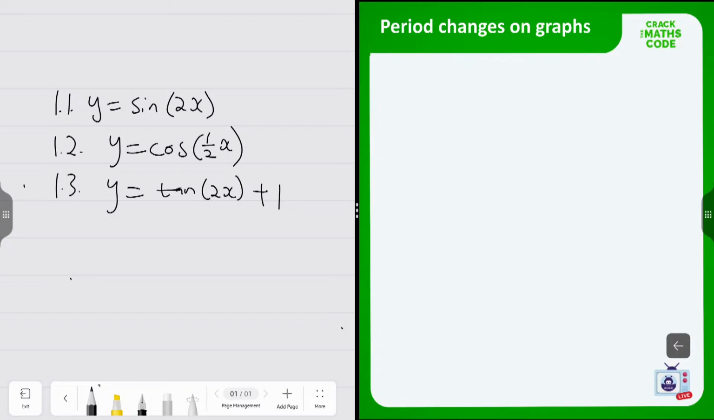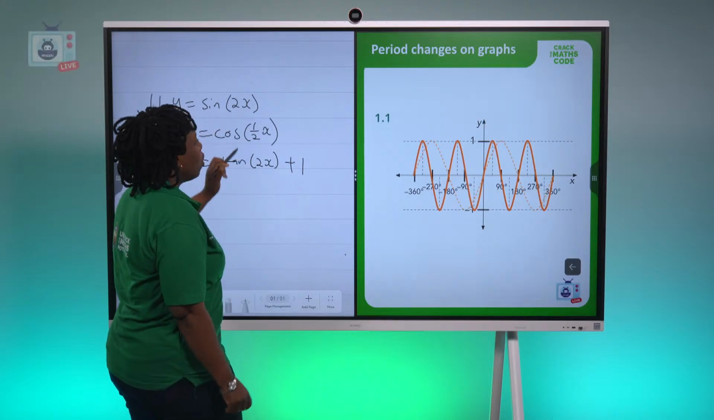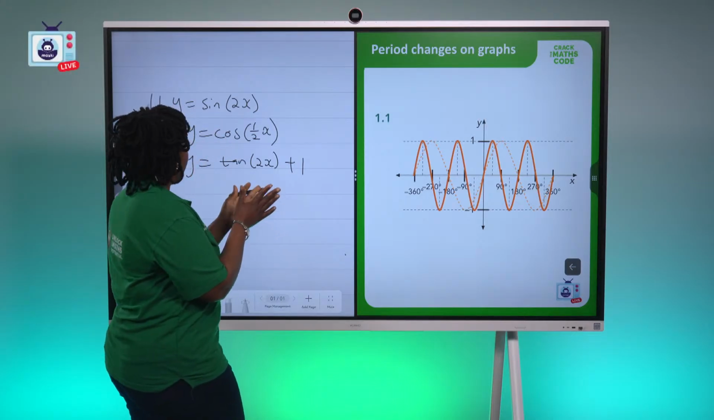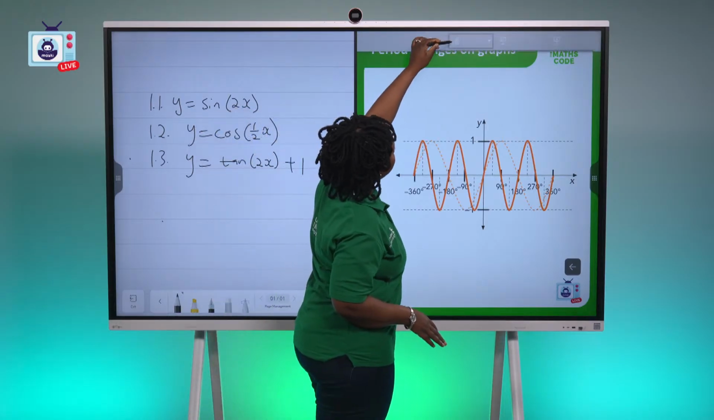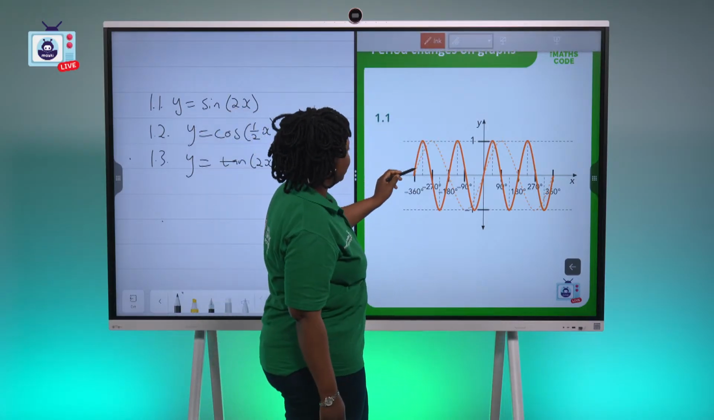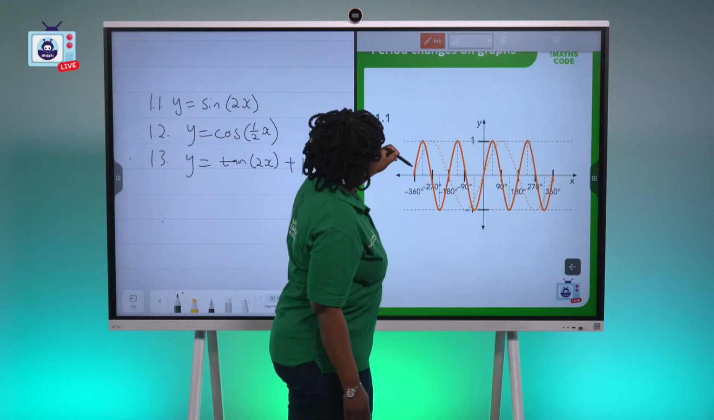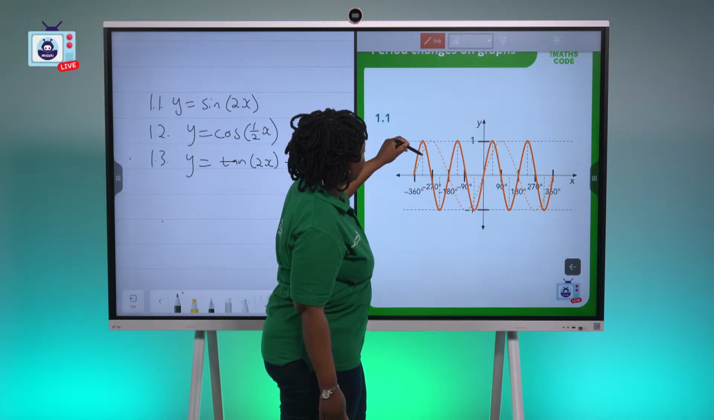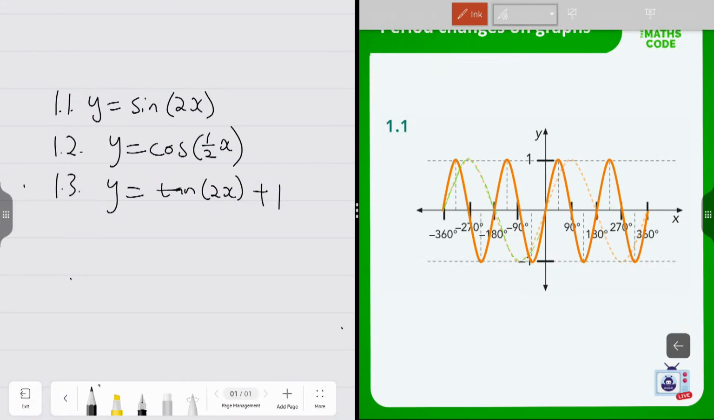If you check on this graph, you will see that for 1.1, what is affected is your period. Your initial graph here was actually just coming nice. Let me use a different color so you can see. The one that is drawn in the dotted line is our original sine graph, right? So that is the original sine graph.